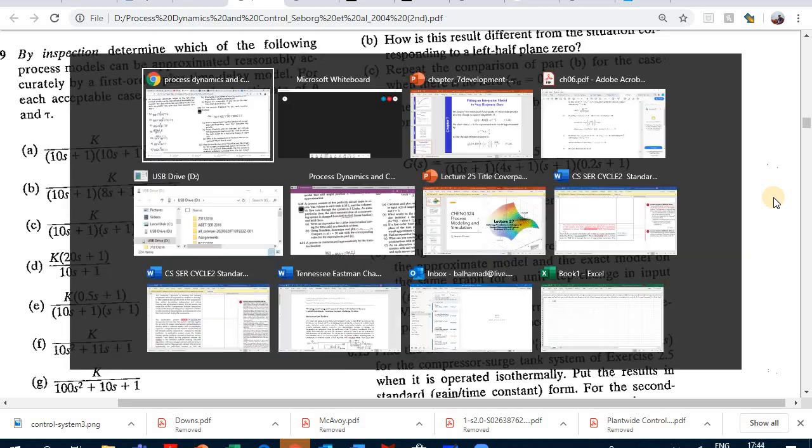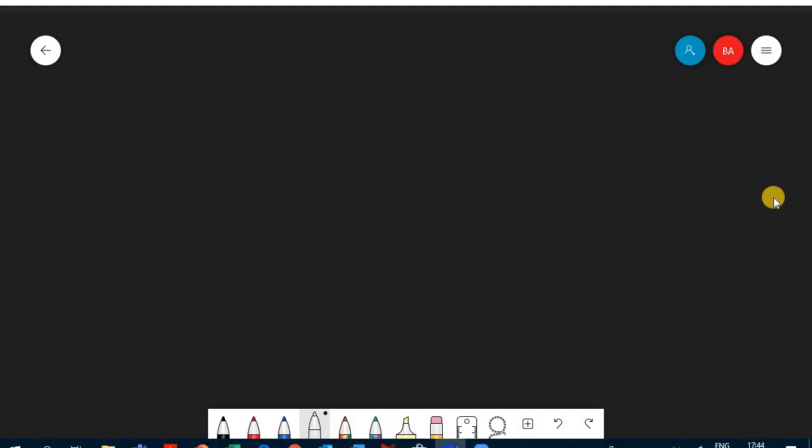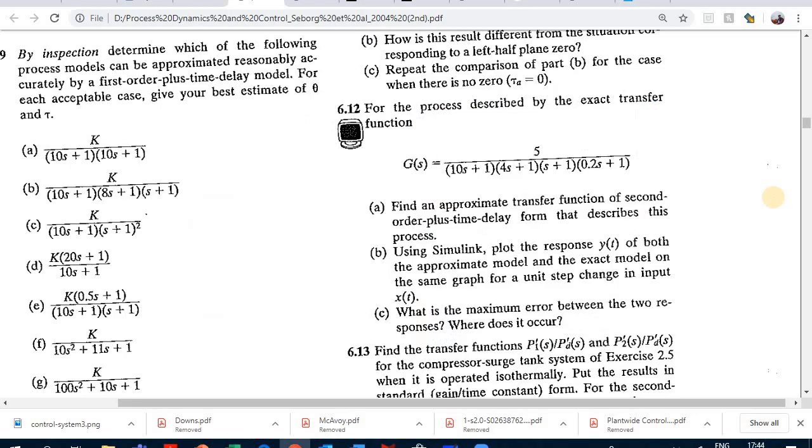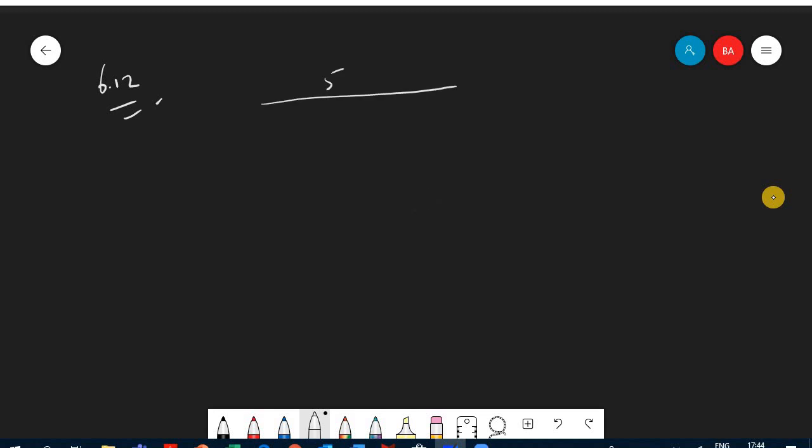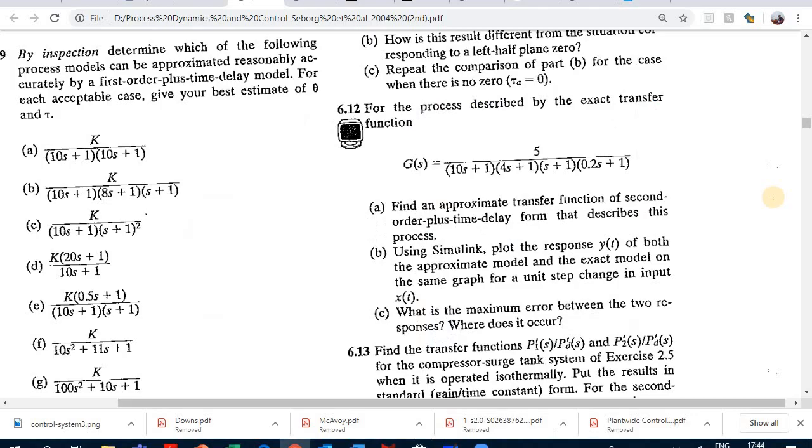6.12. So looking at 6.12, okay, so this is 6.12. So what do we have? We have a transfer function which looks like 5 over (10s plus 1) into (4s plus 1) into (s plus 1) into (0.2s plus 1). Okay, so that is the question. And what is required? Find an approximate transfer function of second order plus time delay.